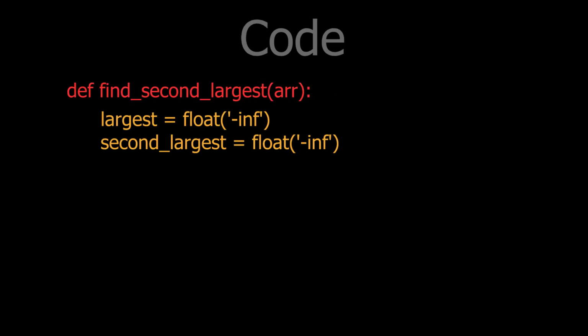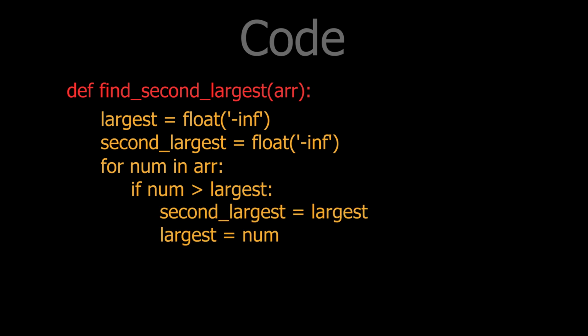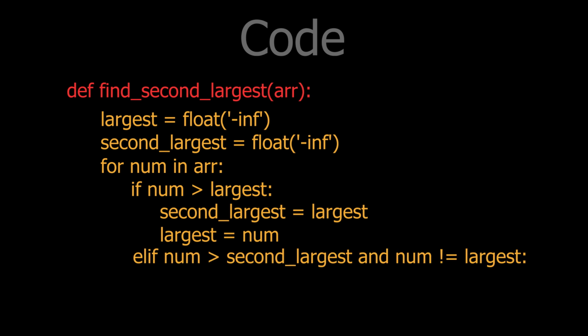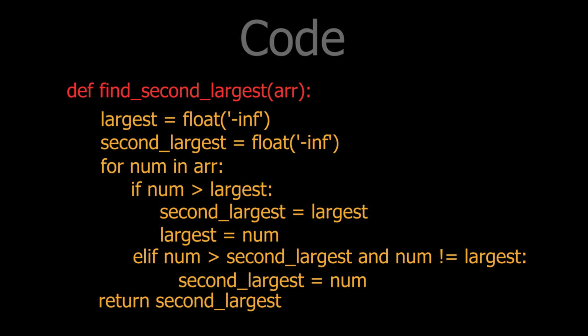Now write code. Take 2 variables, one is largest and second is second largest. Both set to negative infinity. Iterate through the array. Write a condition. If element is greater than the largest element, update both largest and second largest. And write second condition. If element is greater than second largest but not the largest, update only second largest variable. And return the second largest variable simply.